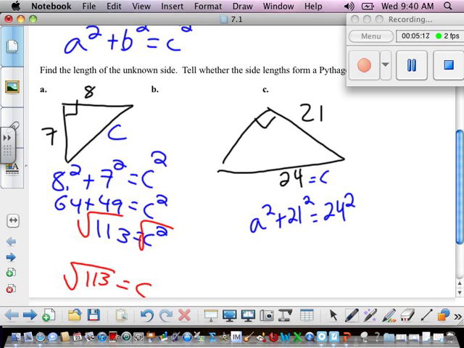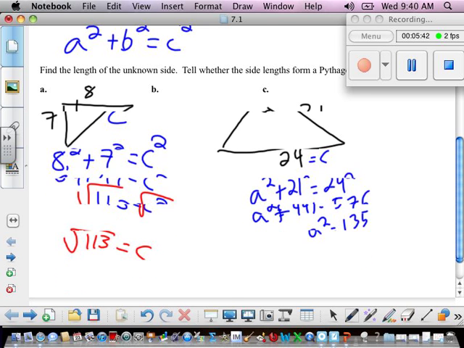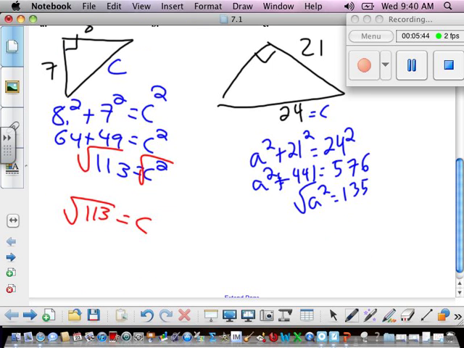All right, so I've got 21 squared is 441 plus a squared. 24 squared is 576. I'm going to subtract 441 from both sides. I get a squared equals 135, and then I've got a square root. Okay, let's try to simplify that square root.